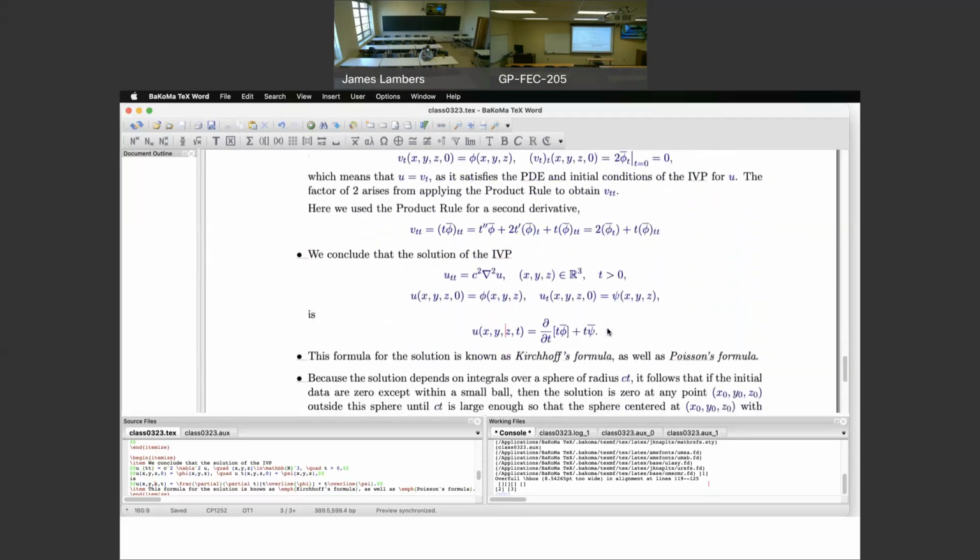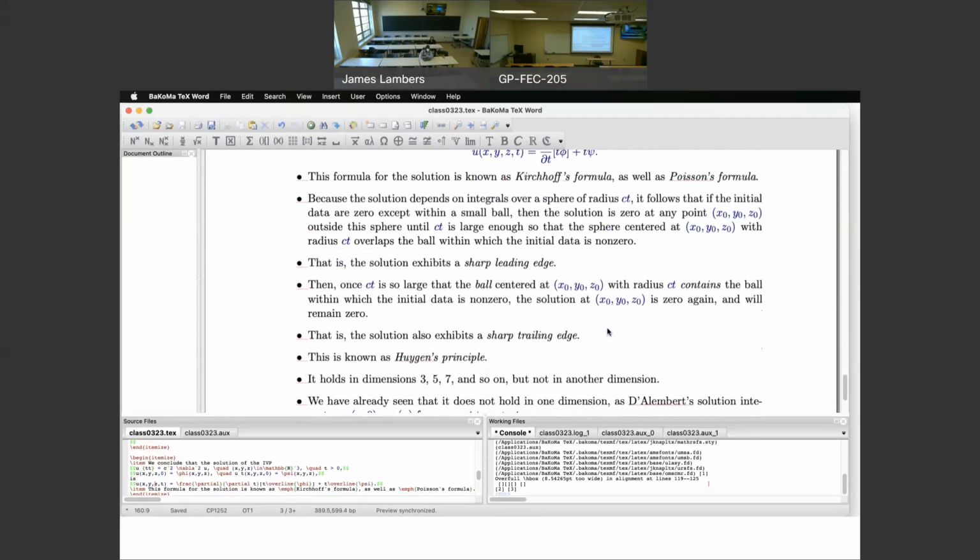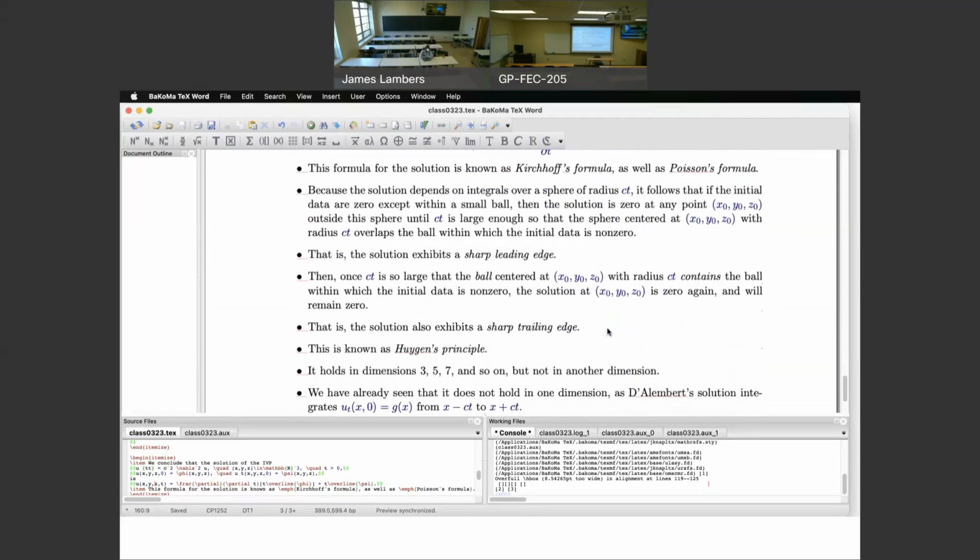Any questions about this interpretation? So it only holds in odd dimensions? Yes. Okay. And I'm about to show you why, at least in the 2-dimensional case, it does not hold.